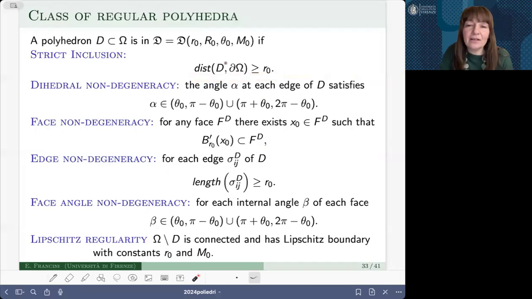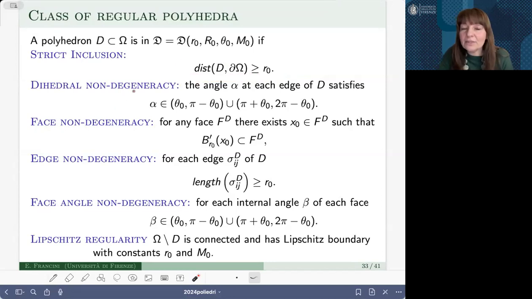Now, I'm sorry, the name has changed. So D is our polyhedron. In the slides before, P was our polygon. The reason is that I have some pictures to show you in which the polyhedra are called D, and I wanted to be coherent with the pictures.